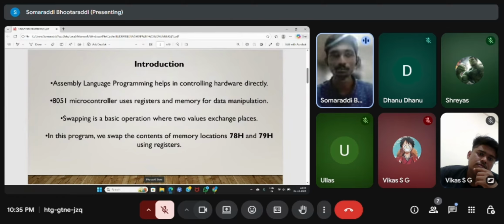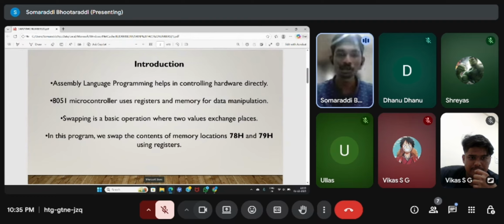Next, this experiment helps us understand how data moves inside the microcontroller from memory to registers and back to memory. So the introduction gives an overview of the concept and why swapping is useful in microcontroller programs.